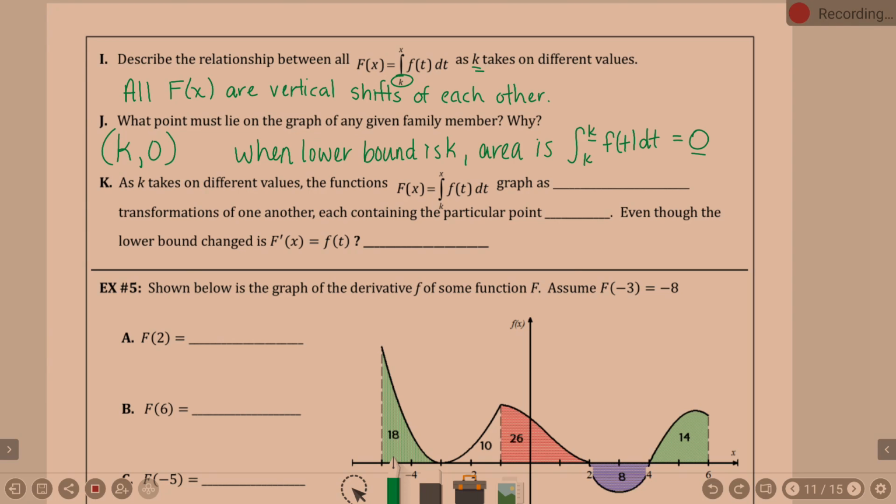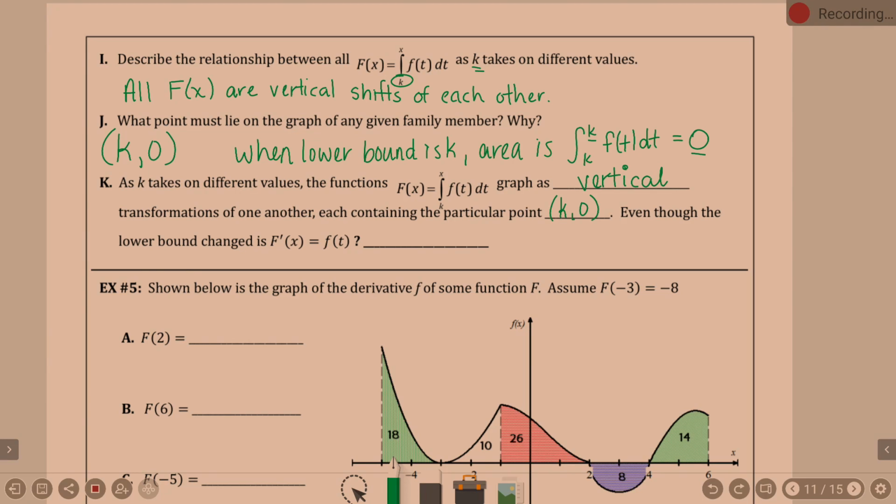What's happening to the different graphs? They are what kind of transformations of each other? Vertical, because they're moving up and down, right? So they are vertical transformations of each other, containing the particular point, not just k, but what's the ordered pair? K, 0. When you plug in k, you're going to get out 0 because your upper and lower bounds will be the same.